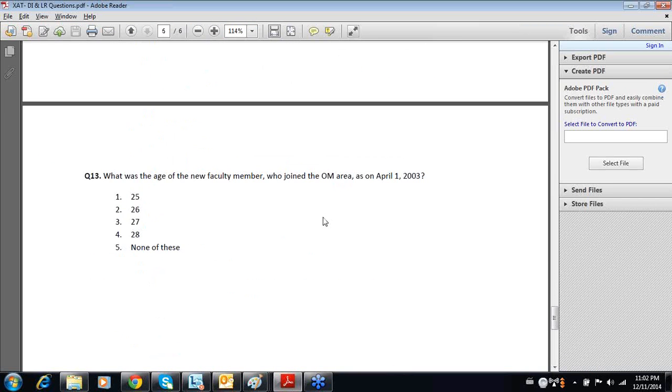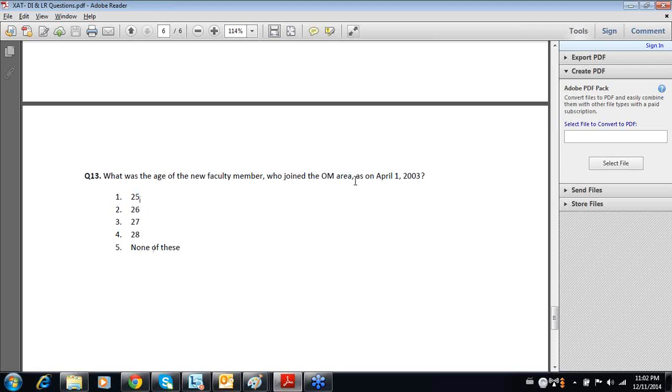Now come to question number 13. I'll solve question number 11, 12 a little later. So question number 13 is a straightforward question. What is the age of the new faculty member who joined the OM area as on April 2003? So the starting age of a person who joins has been given as 25. So it's a straightforward question. We'll go ahead and mark option number 25. So 25 will be the answer for question number 13.